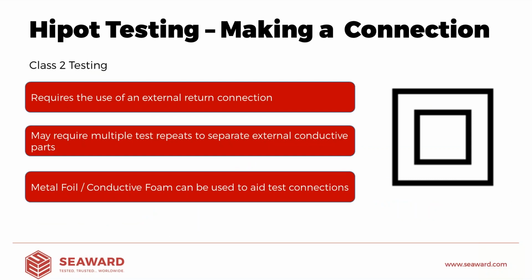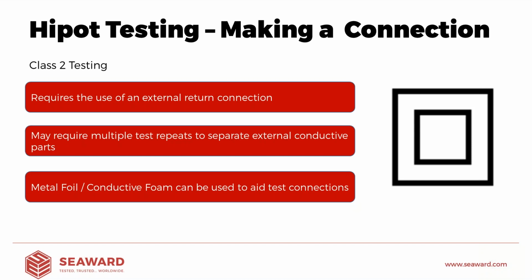For a class 2 test, in this case, we don't have an earth connection. So we are ultimately relying on a return connection that we must manually apply to the product. That may be a clip placed onto the chassis of the external product. It could be a probe if your particular testing equipment uses probes. We may need to apply a probe to return any fault current to earth.